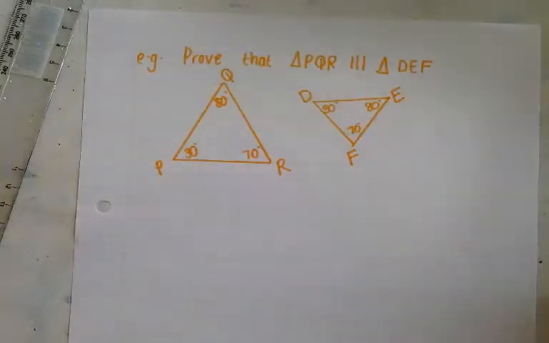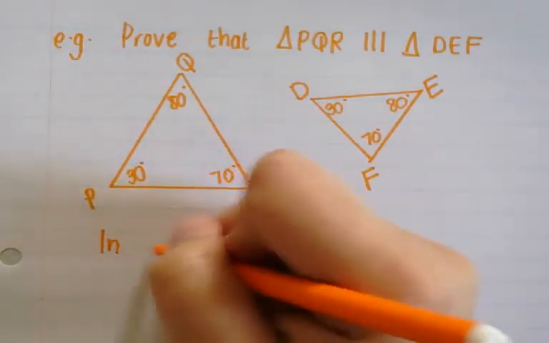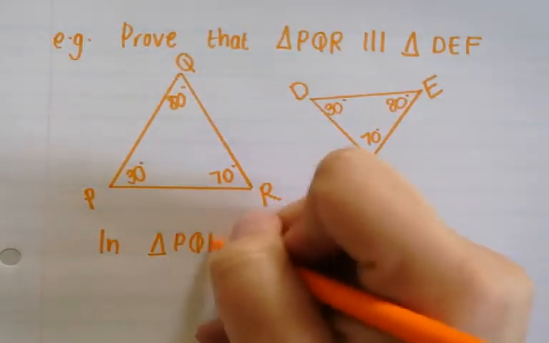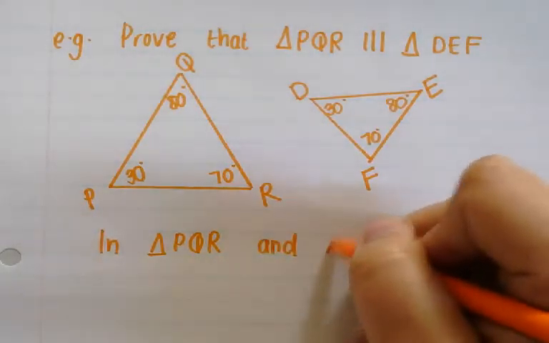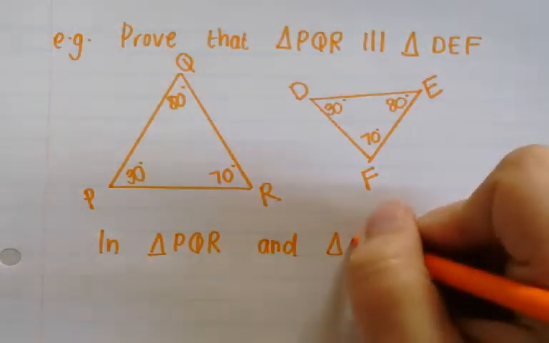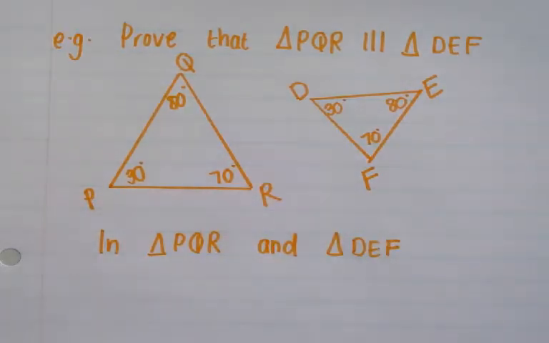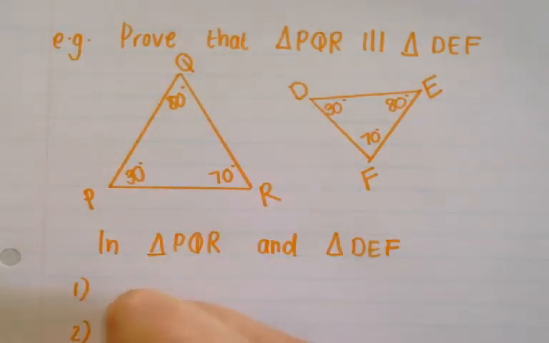So I'm going to start. In triangle PQR, because that's what the name says. And I've not proven similar yet, so I can't use the similar sign yet. Triangle DEF, they gave me the name so I can write it down. I've introduced my sum. In triangle PQR and triangle DEF, I need to prove three things. 1, 2, 3.